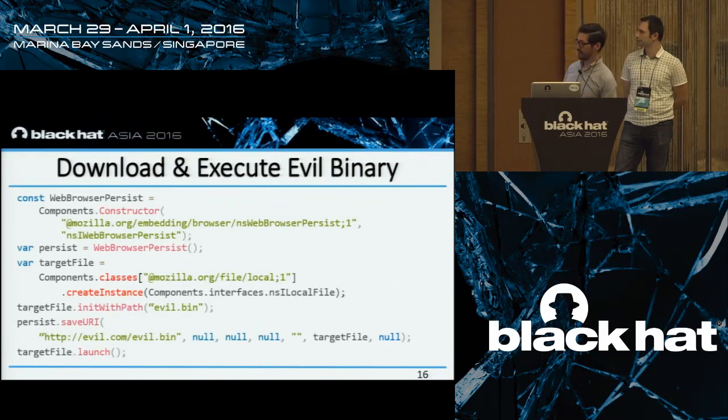So this is a lot of boilerplate to execute the workflow that I just described, but essentially, for someone who's experienced in vetting Firefox extensions, it's very easy to see what's going on here. You're invoking some XPCOM APIs to reach out to the network, download some code, and launch it. So this is really straightforward and easy for a vetter to flag as malicious.